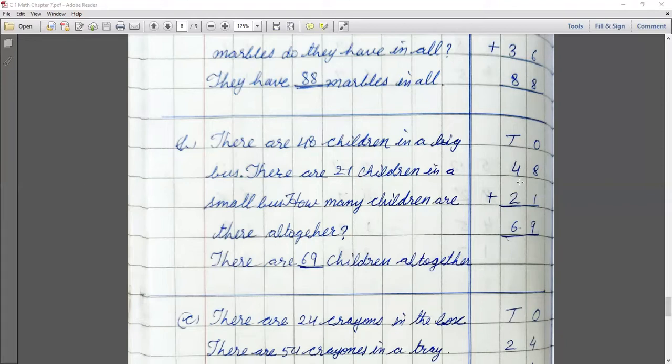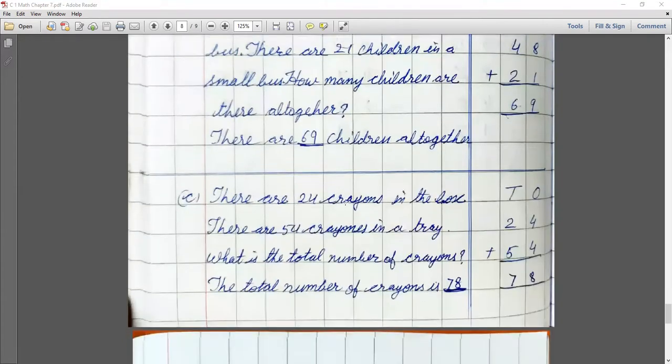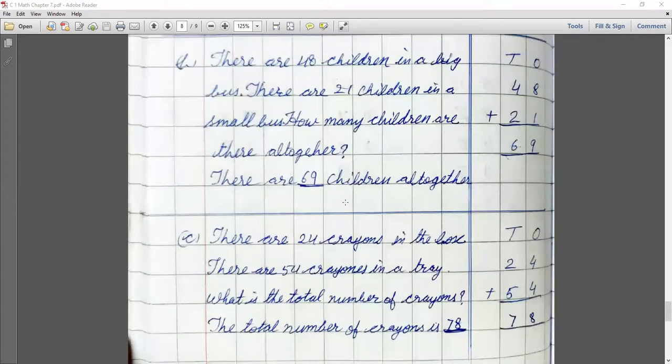First, we write 48 and 21. We start from one side. 8 plus 1 is equal to 9, and 4 plus 2 is equal to 6. So 69. There are 69 children all together. Okay. When you do word problems, first of all you read carefully, then you do.